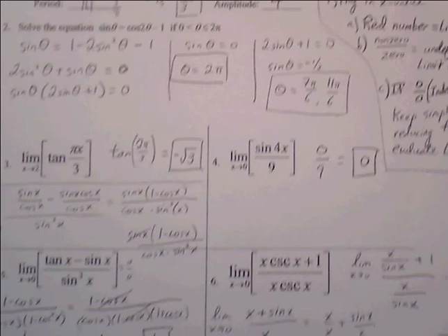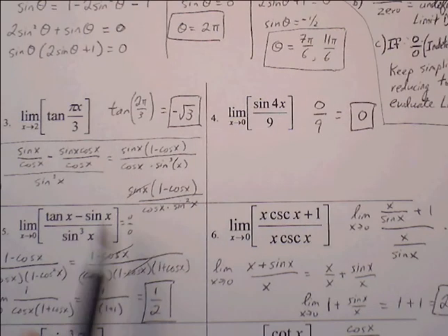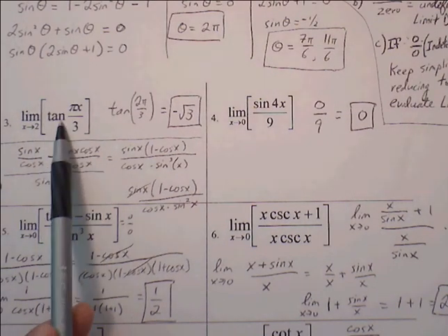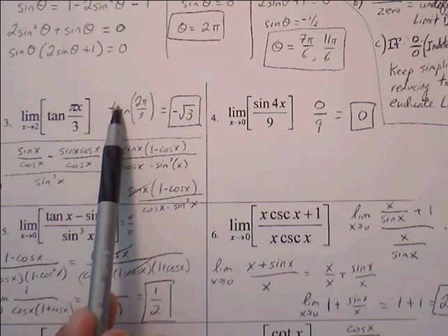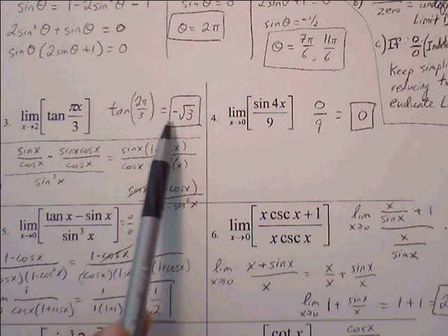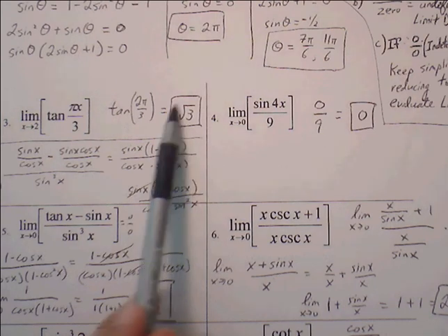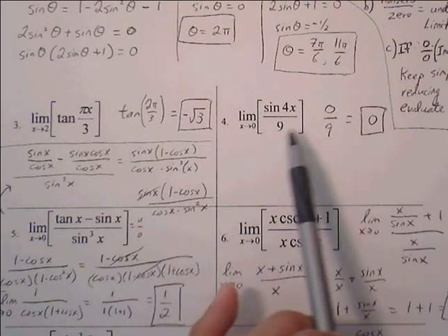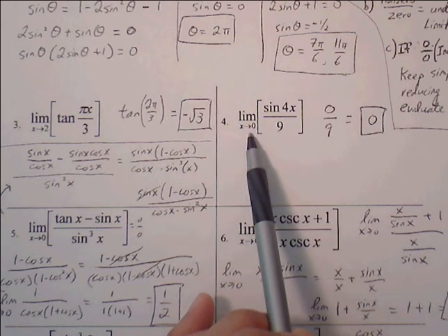All right, let's look at number 3 here. The limit of tangent of pi x over 3 as x approaches 2. First thing we do is plug 2 in for the x. So tangent of 2 pi over 3 is simply negative root 3. And that's a real number, so no need to go any further. That's our answer.